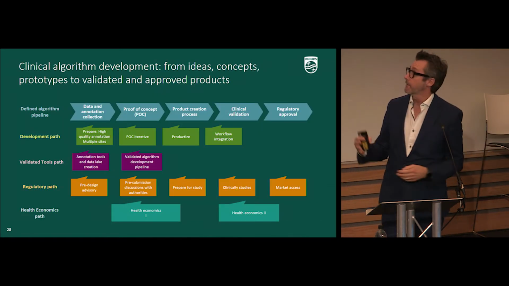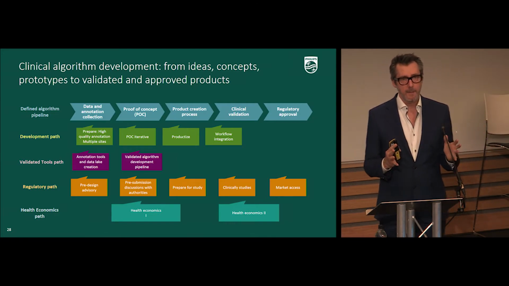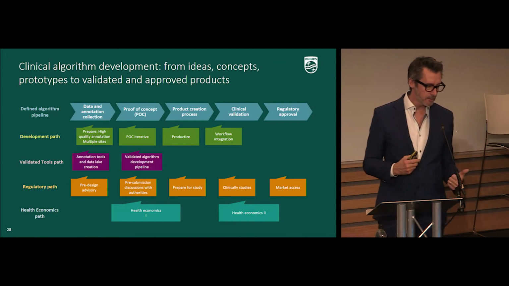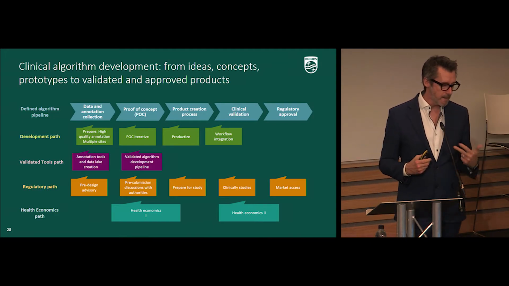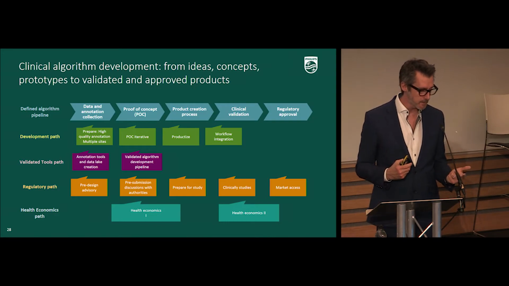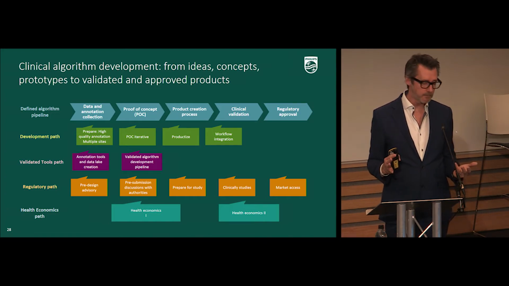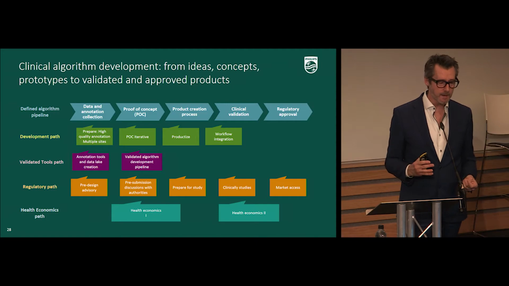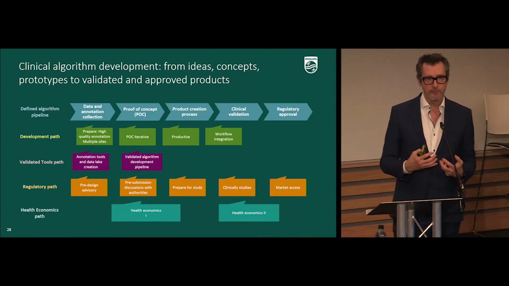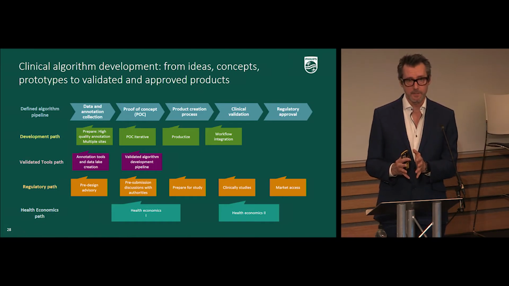And we've defined a very comprehensive map as to how to do this. That covers a range of different pipelines from algorithm development, the development path, validated tools that are necessary to ensure that we're building robust algorithms, a regulatory path that maps into that entire end-to-end process, and a health economics path as well. These series of activities need to be very carefully orchestrated to be able to deliver IVD-ready algorithms.